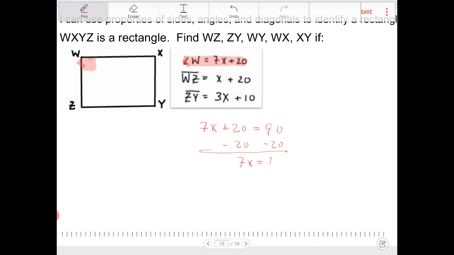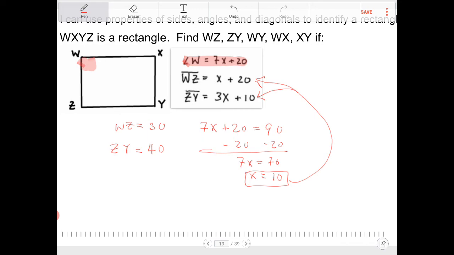I'll end up with 7x is equal to 70, and dividing by 7, I'll end up with x is equal to 10. So knowing that x equals 10, I can then substitute those values in to solve for what WZ and ZY are. So we're not equating these expressions which involve x together, but in fact, the only way to solve for what x was is to use angle W. So here, if I substitute that in, WZ will then equal 30, because x plus 20, and then ZY will equal 40. The question is to solve for WZ, ZY, WY, WX, and XY, right?